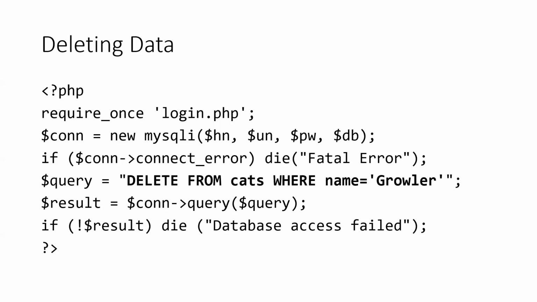Next, deletion of data. In this case, we delete a record based on the name of the cat. The delete statement is a query string, and then we follow the same approach. We execute the query, and the resource is stored in the resource variable. If the resource is missing, it means there is some problem accessing the data.